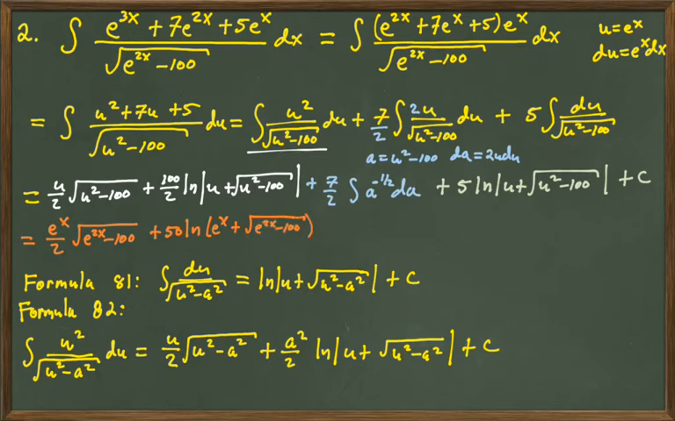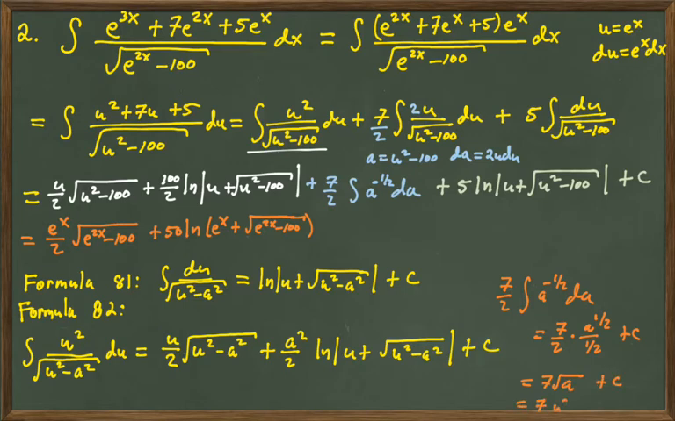I went ahead and got rid of the absolute value bars because it's not needed. e to the x and the radical are going to be positive. Plus, we're going to go ahead and integrate 7 halves, a to the minus 1 half. So we have 7 halves, a to the 1 half divided by 1 half, plus c. So that's going to be 7 square root of a plus c.